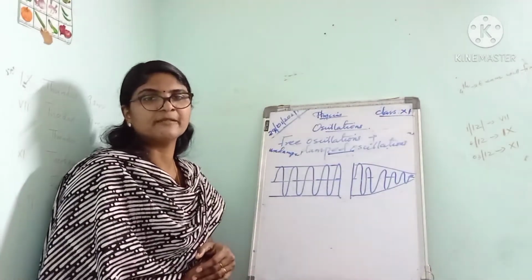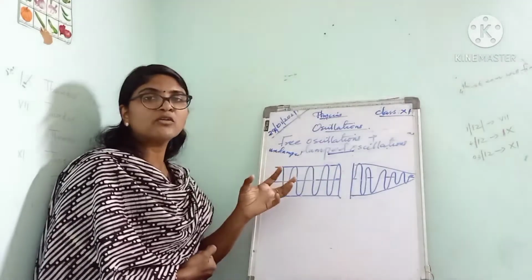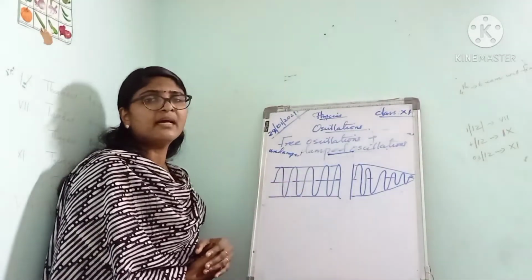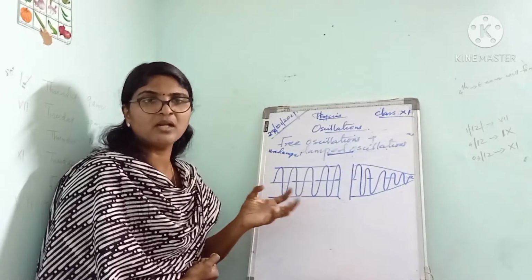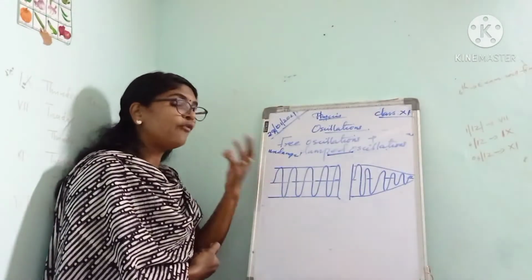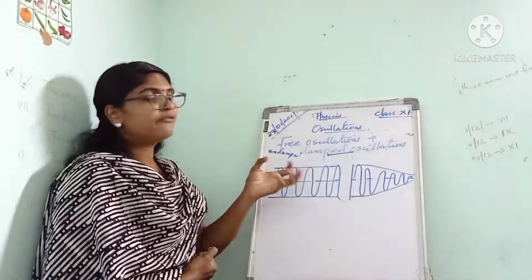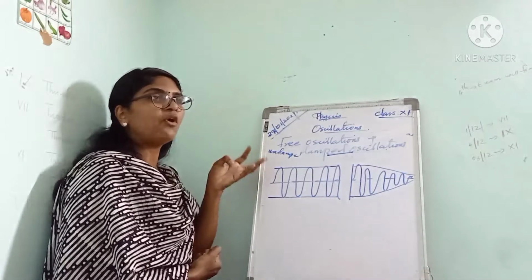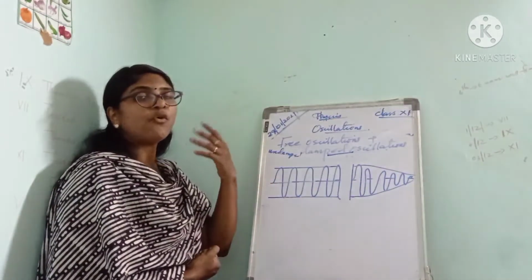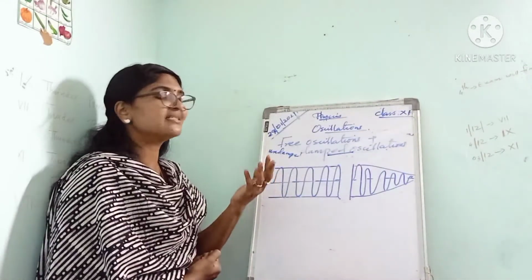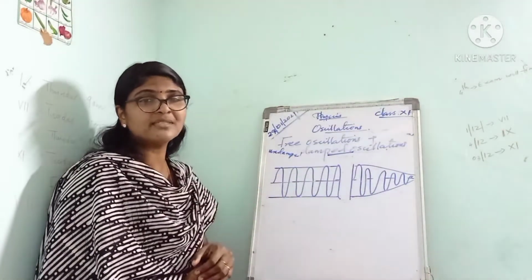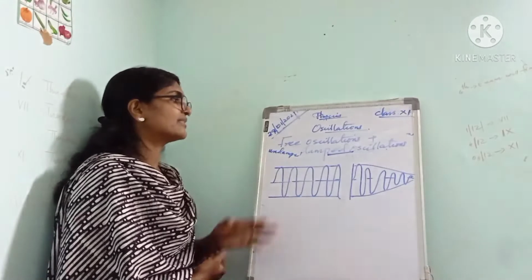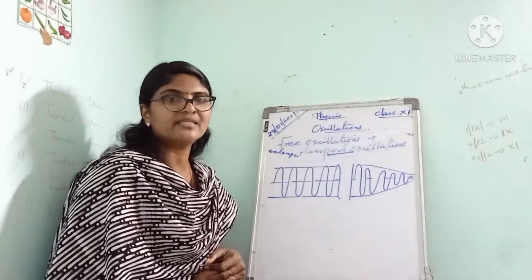Damped oscillations. Actually, in most oscillations, part of the energy of the oscillating system is lost to overcome the resistive forces such as frictional force and viscous force. That is why the amplitude goes on decreasing and finally it becomes zero. Such oscillations are called damped oscillations.